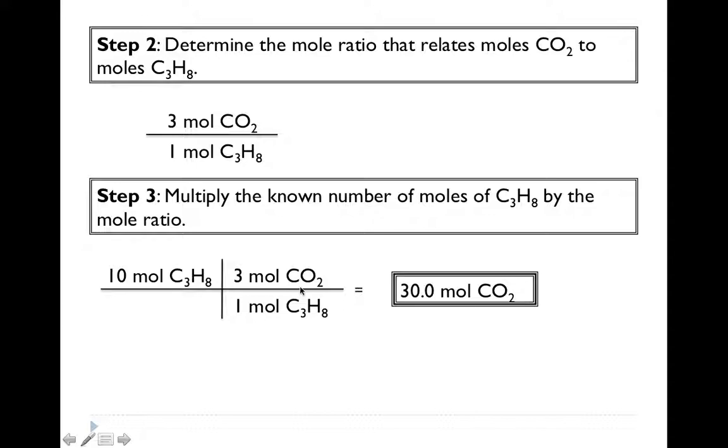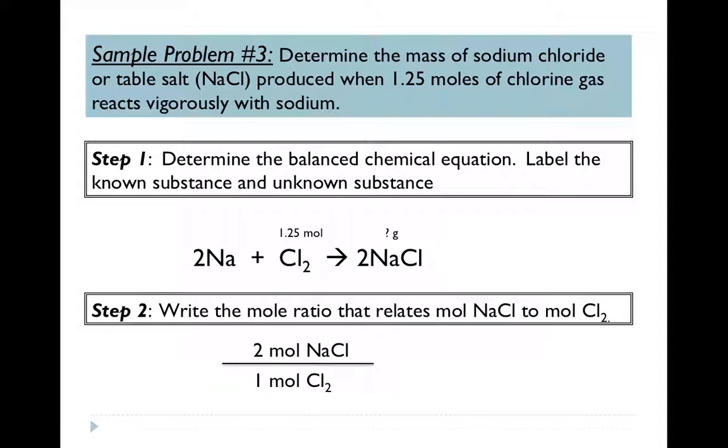So what this is saying is, according to this ratio, 3 to 1, if I have 10 moles of propane, I need 30 moles of CO2, which is 3 times as much, which is what the ratio tells us.